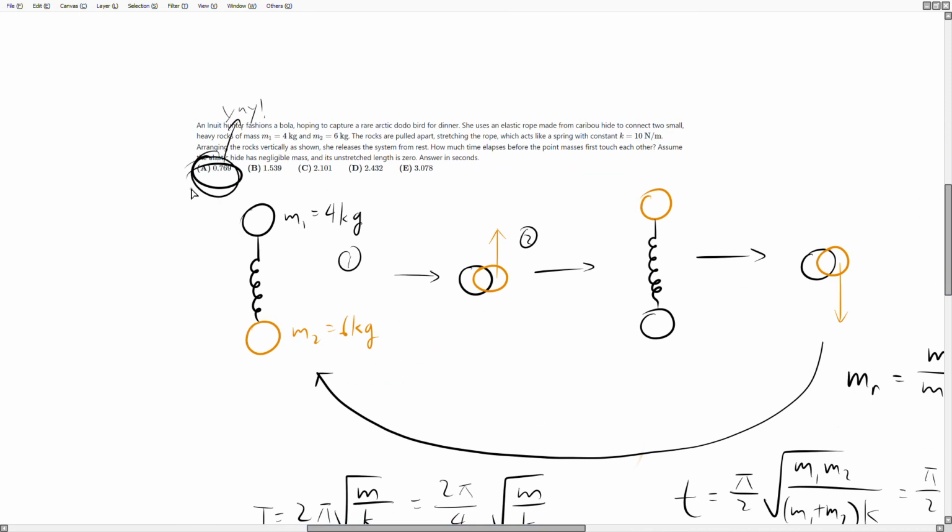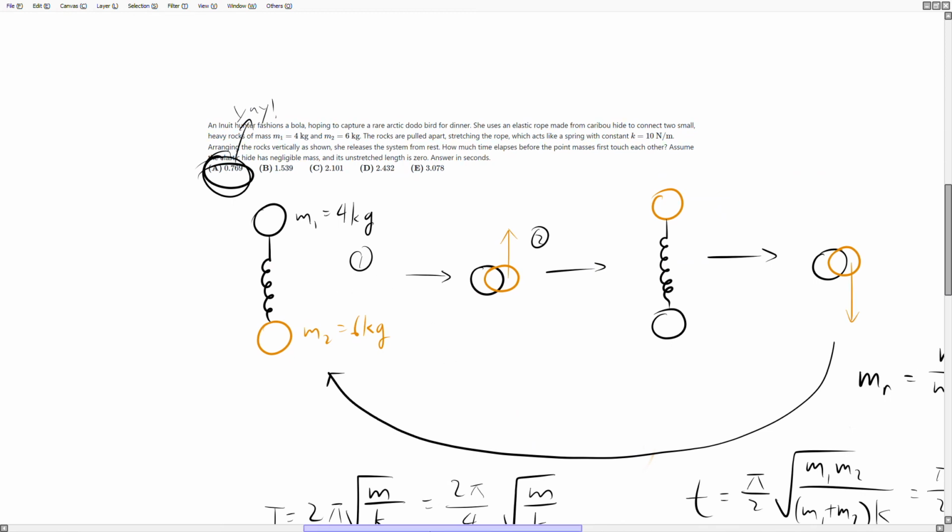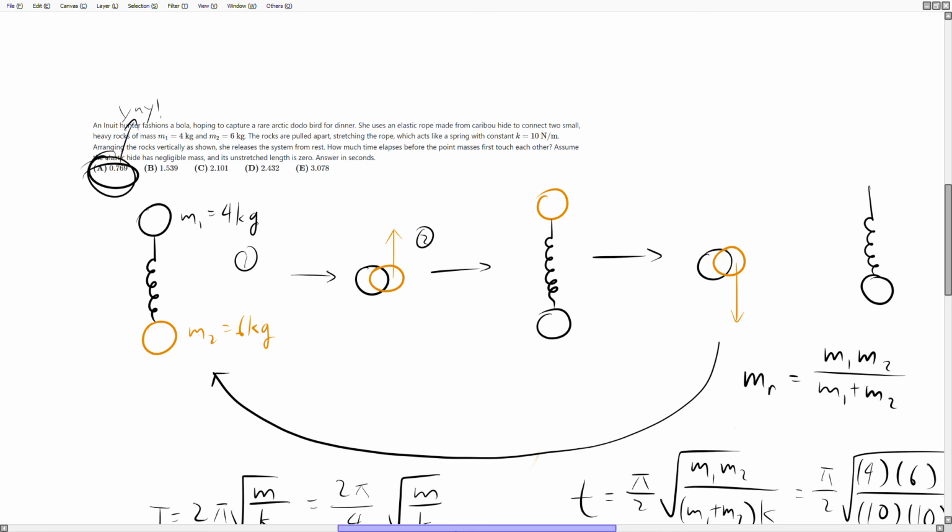So 2 different methods, both easier than the one given in the official solution, for you to calculate the time it takes for 2 objects to collide in a simple harmonic motion.